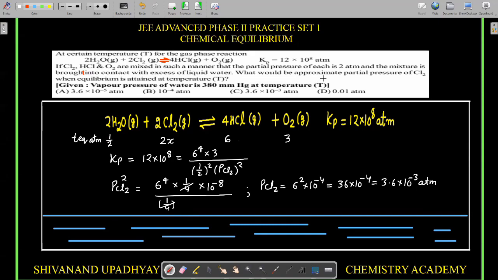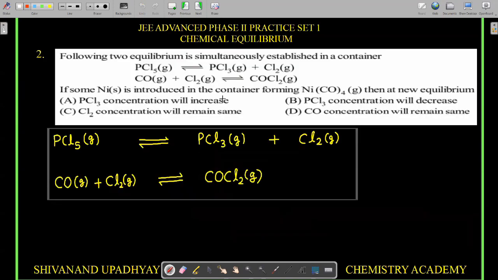So they are asking what would be the approximate partial pressure of Cl2 when equilibrium is attained at T temperature. So according to this, the answer should be C. So very nice question. Question number 2. This question is of simultaneous equilibrium. Simultaneous equilibrium means more than one reversible reaction taking place in the same container.